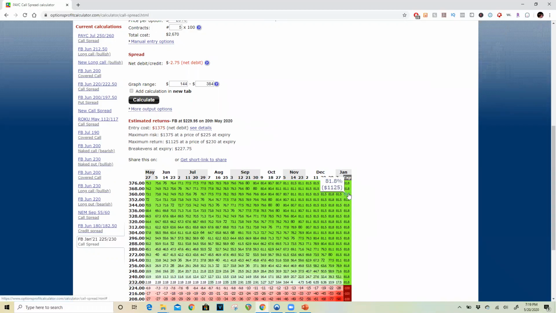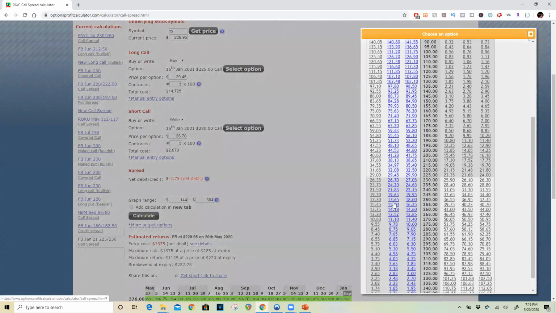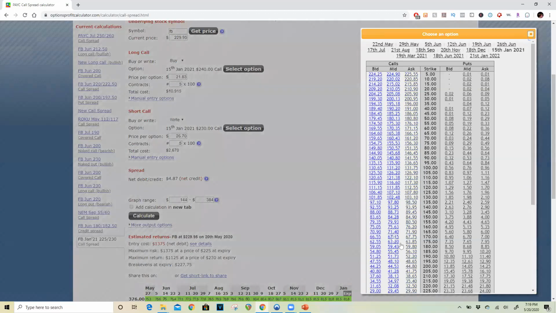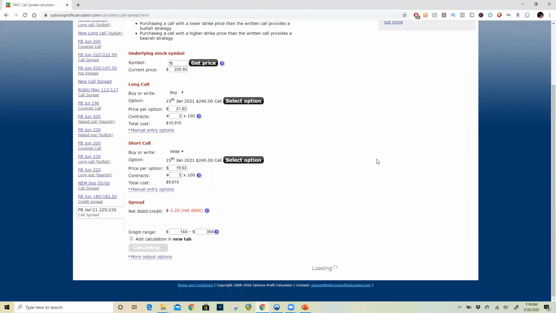Okay. Now, if you want to increase the profit percentage, as if 81.8% is not enough, you actually have to increase your break-even price. Okay. So instead of 225, let's say I buy the $240 call, and I buy the $245 and I sell the $245 call. I hit calculate.